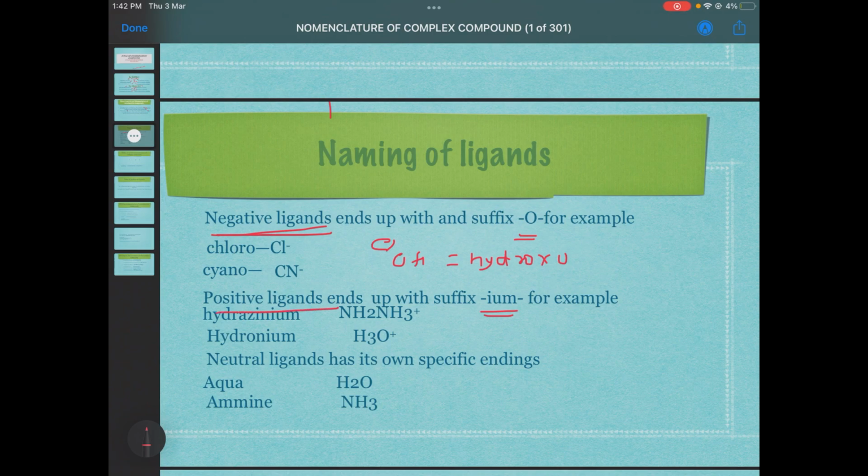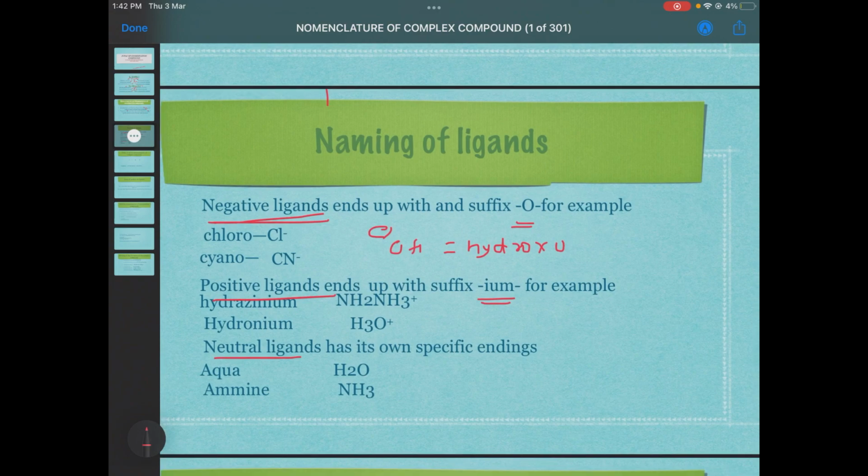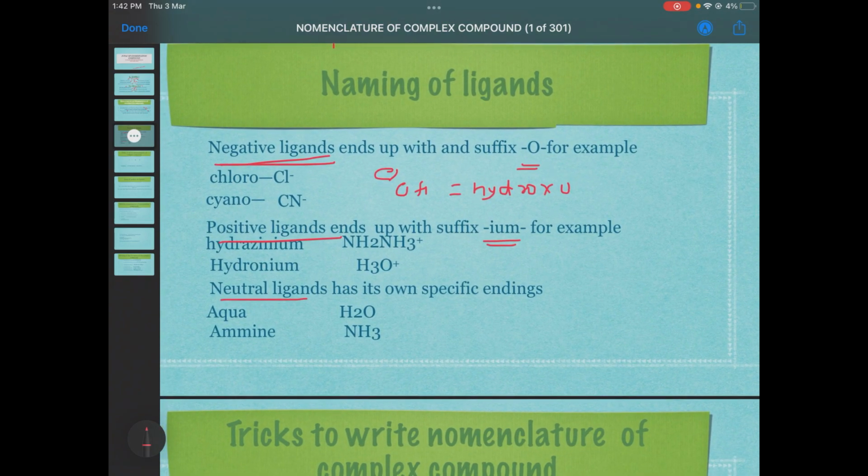The third type of ligand is the neutral ligand. A neutral ligand has its own specific names. Water is aqua. NH3 is called ammine, spelled A-M-M-I-N-E. The difference between an aromatic amine and a coordinated ammine is that aromatic amines are basically NH2 and are called amine, while the coordinated ammine is spelled AMMINE, that is NH3. Similarly, CO is another neutral ligand, which is called carbonyl.